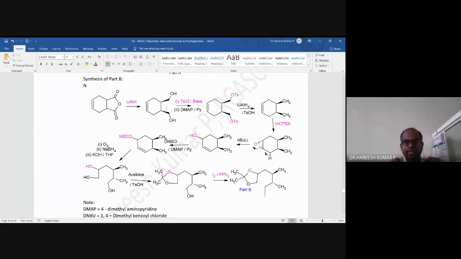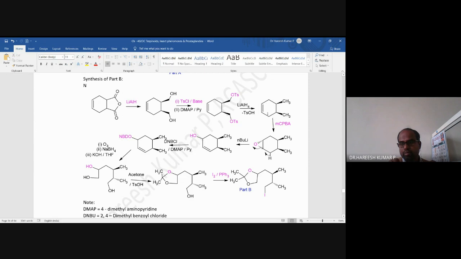The obtained diol, when it is treated with tosyl chloride, will convert the hydroxy group into tosylate. This hydroxy is converted into tosylate. DMAP is a solvent. Okay, and that is how tosylate is obtained. This OTs is called tosylate. So this tosylate, when it is treated with lithium aluminum hydride, will act as a source of hydride. H minus will add to this carbon and tosylate will go out. So a compound is obtained like this.